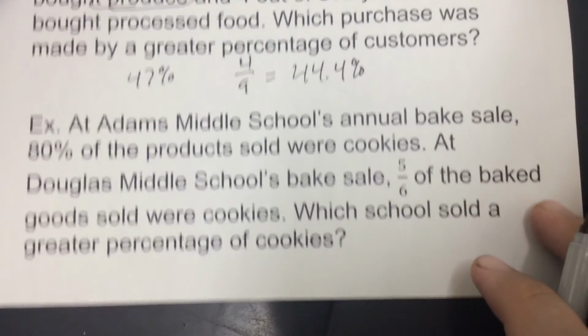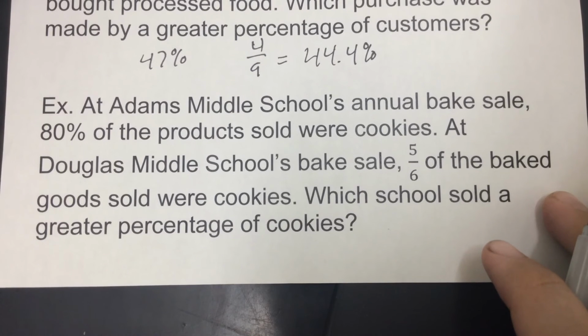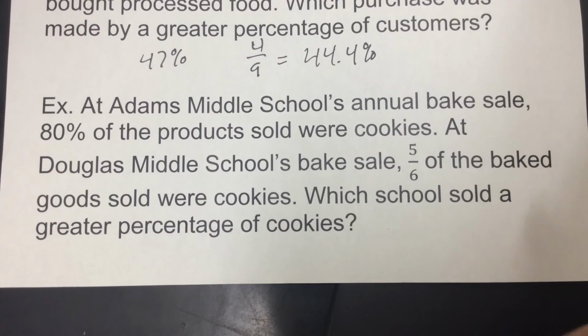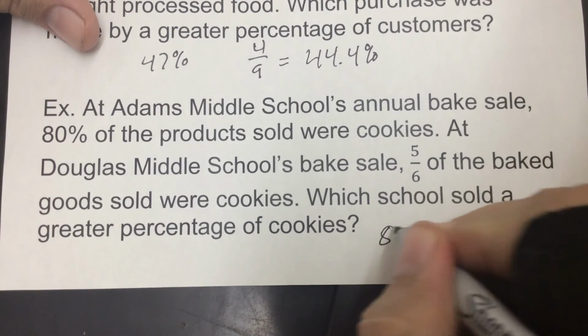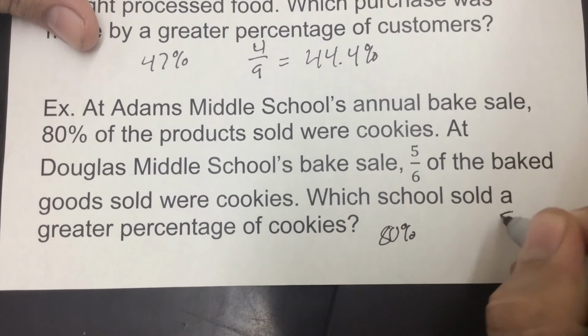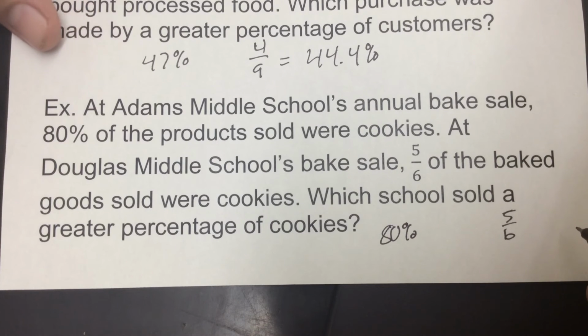At Adams Middle School's annual bake sale, 80% of the products sold were cookies, whereas at Douglas Middle School's bake sale, 5/6 of the baked goods were sold as cookies. So which school sold a greater percentage of cookies? Well, we have 80% and 5/6.